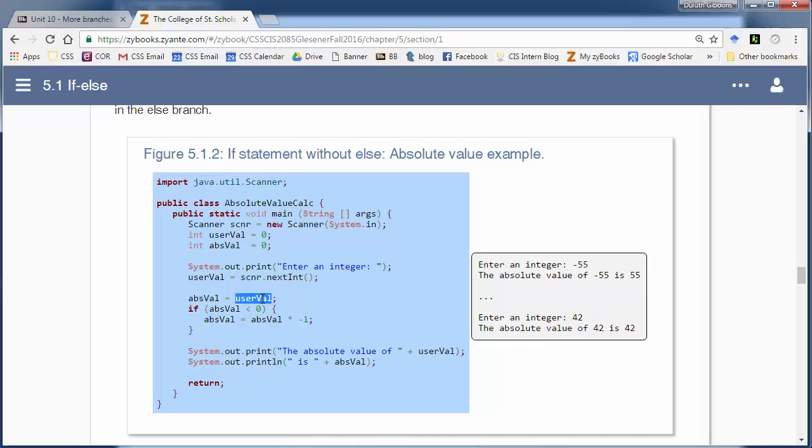So we start out by just saying the absolute value is the user value, but that might not always work. If the absolute value is less than 0, we should get rid of the negative sign. And that's what we're doing here. We're saying absolute value times -1, and so if it's a -5 multiplied by -1, that'll be a +5. But we only want to do this if it's a negative number. So again, we do this check. If this is true, then we do this. And so again, we can have an if, an expression, and without an else. The else is totally optional in this case.